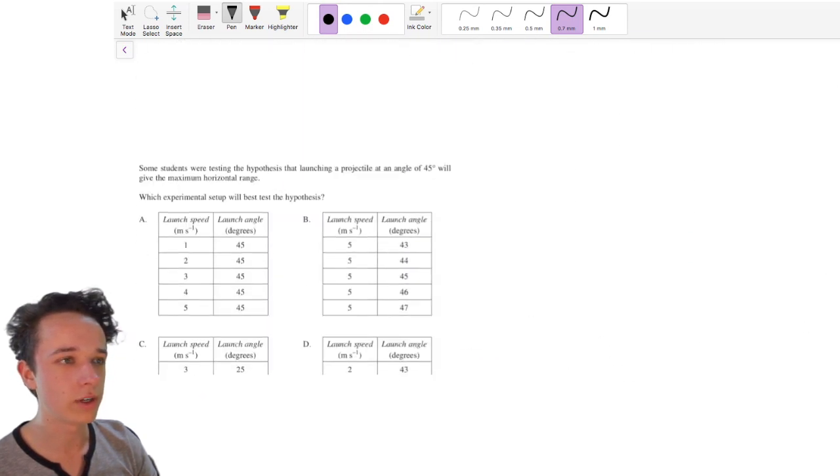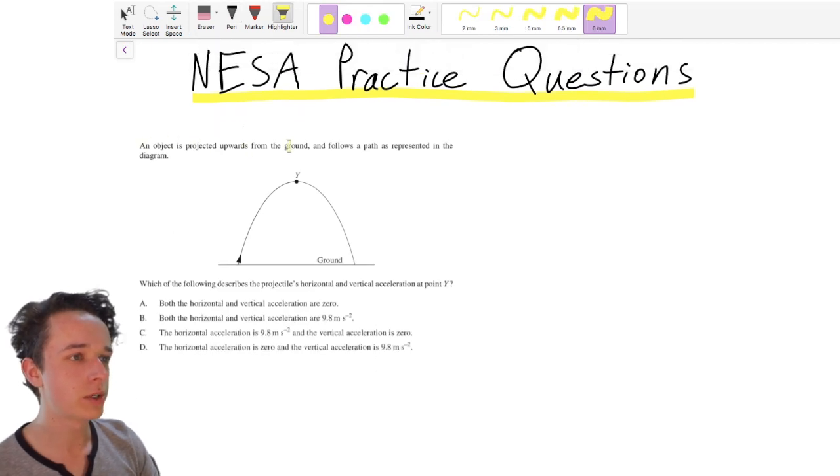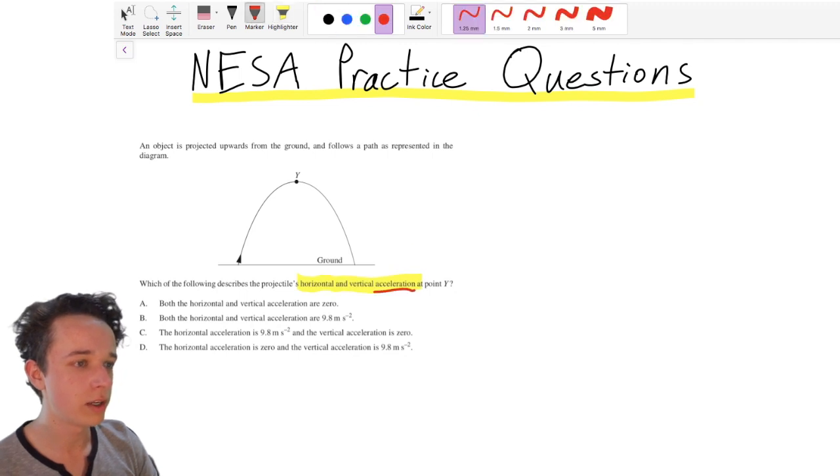Okay, so let's take a look at the first question. An object is projected upwards from the ground and follows a path as represented in the diagram. Which of the following describes the projectile's horizontal and vertical acceleration at the point Y? So horizontal and vertical acceleration at the point Y. So at this point Y.